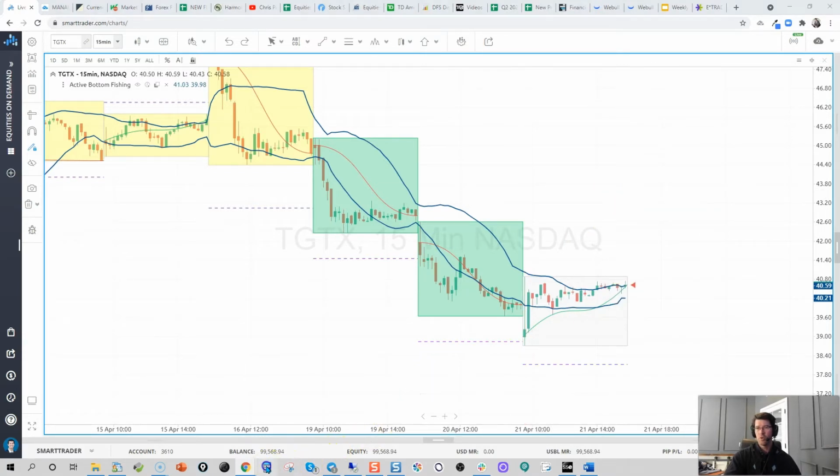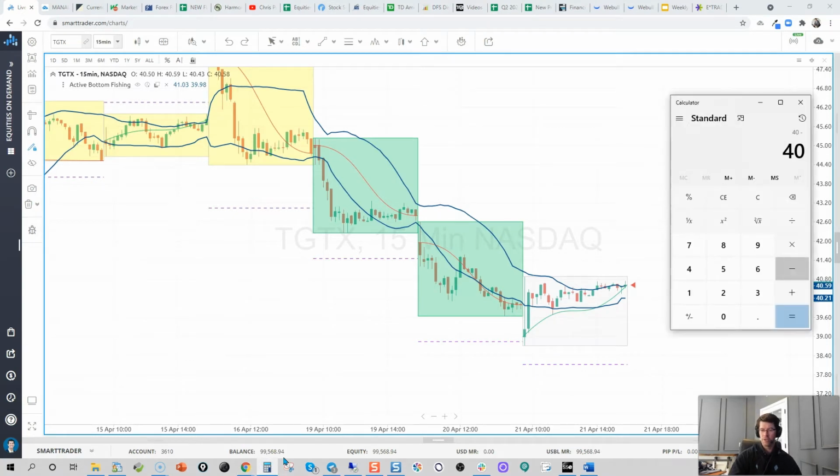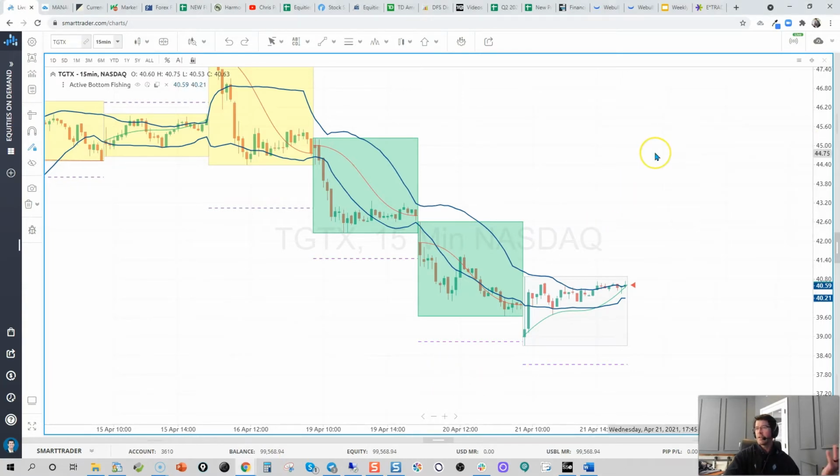So let's go $40 minus 39.25. Nothing crazy, but 1.9% on that little position for the day. Little scalp trade. So long story short, why am I showing this?